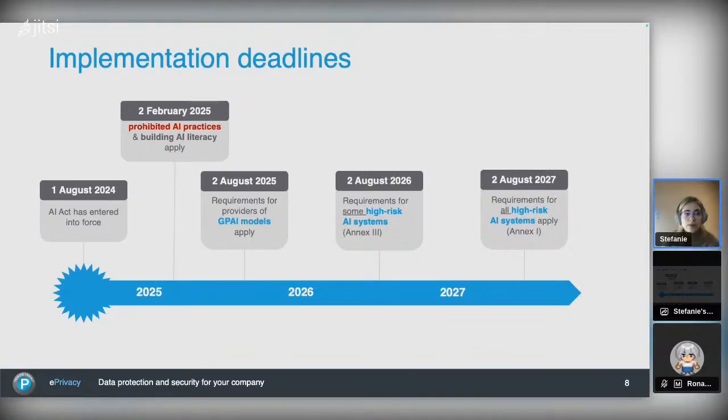And then we have further deadlines for the requirements for general purpose AI models and for the high-risk AI systems, which will come later on. But it is important to already prepare now for these requirements, especially for general purpose AI models and for high-risk AI systems. The requirements are extensive and we have a lot to implement, so it makes sense to already deal with these requirements now, to prepare as well as possible.